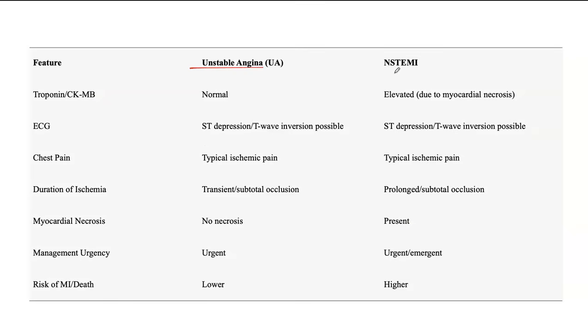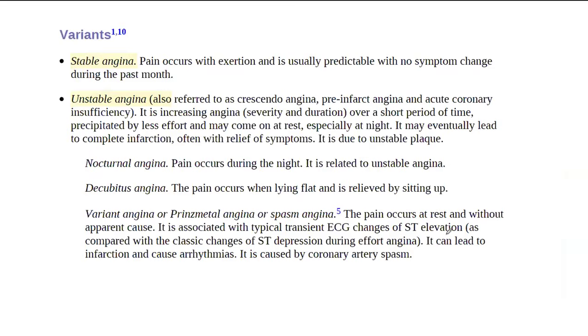I have added a few things about the difference between unstable angina and non-ST elevated AMI. You can go through that. One of the important things is unstable angina doesn't cause any necrosis of myocardial muscle. That's why we don't get elevated troponin. Whereas in non-ST elevated AMI, the myonecrosis has already happened. That's why we get the troponin elevated.